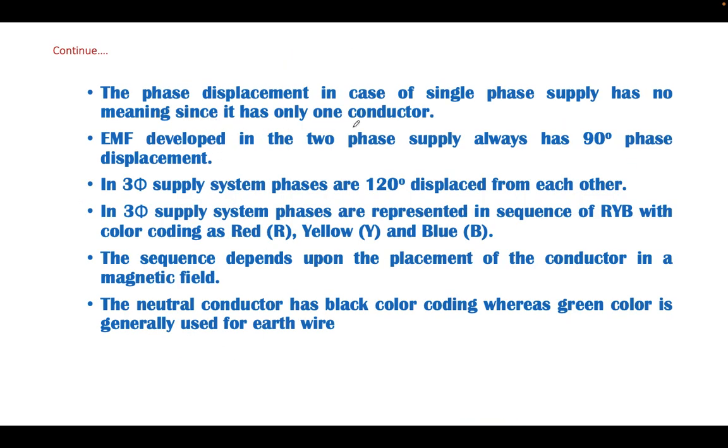Phase displacement in the case of a single-phase supply has no meaning, since there is only one conductor. The EMF developed in a two-phase supply always has a 90-degree phase displacement. In a three-phase supply system, phases are 120 degrees displaced from each other. In a three-phase system, phases are represented in the sequence R, Y, B with color coding: R is red, Y is yellow, and B is blue. The sequence depends upon the placement of the conductors in a magnetic field. The neutral conductor has black color coding, whereas the green conductor is generally used as the earth wire.